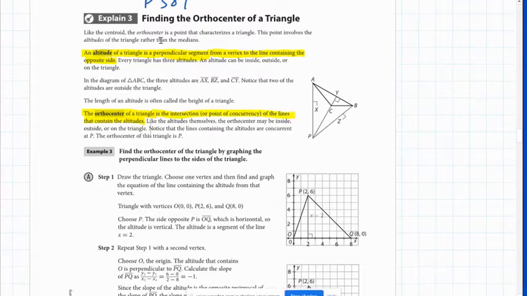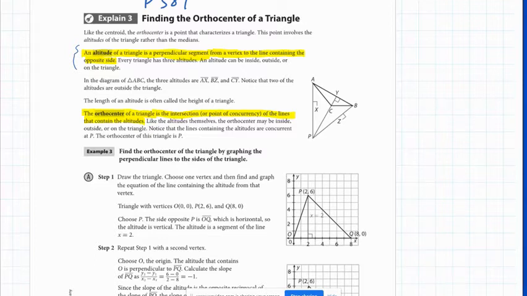altitude of a triangle is defined right up here. An altitude, this is on page 387 in your books, is a perpendicular segment from a vertex to the line containing the opposite side. The way that they wrote that is a little bit confusing. If you draw a line from any vertex, it needs to be perpendicular to the opposite side.